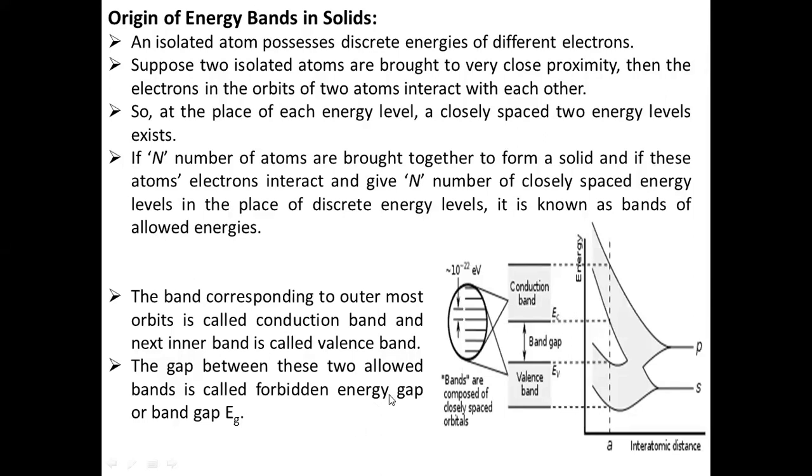In the case of conductors, the band gap is very small, almost nil. For insulators, it is very high. For semiconductors, it is in between conductors and insulators, that is, between 1 to 3 electron volts. See here, you see the valence band and conduction band, and in between is the band gap. Bands are composed of closely spaced orbitals.